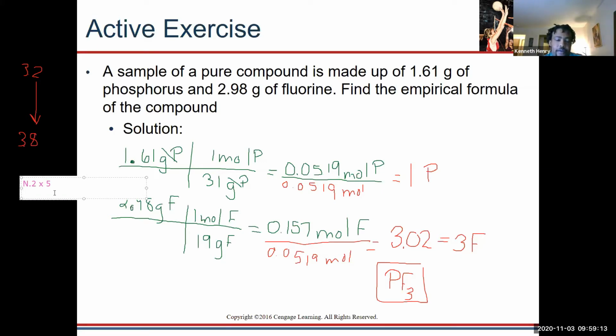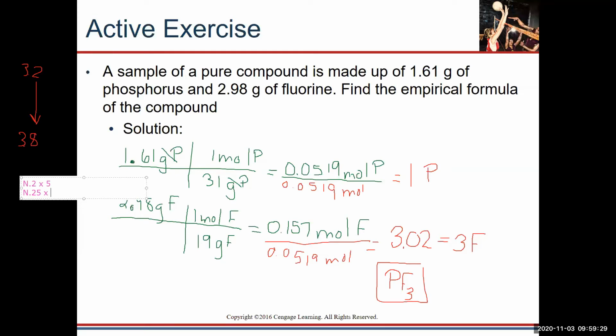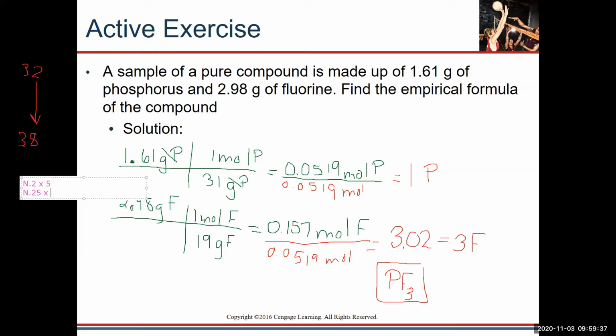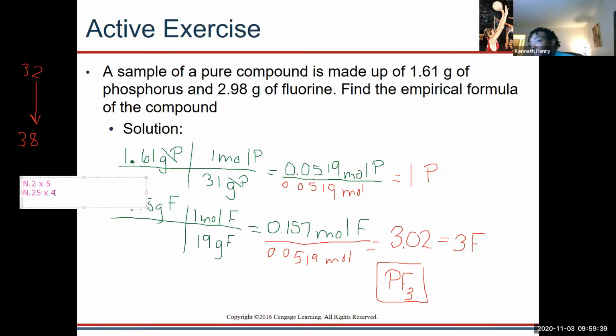Okay. Now, what about 0.25? What can I multiply 0.25 by? 0.25, a quarter? 2. Is that going to give me a whole number, or is that just going to give me 50 cents? Then 4. Okay.